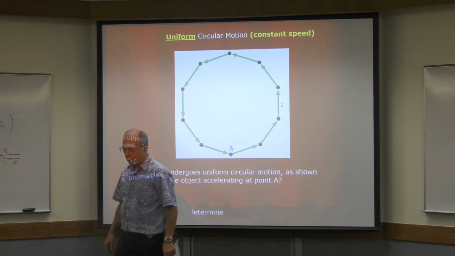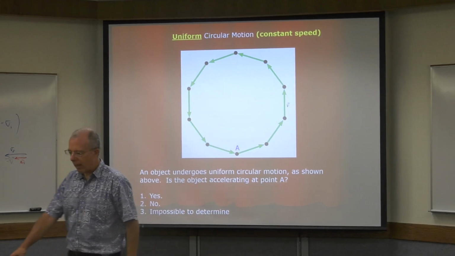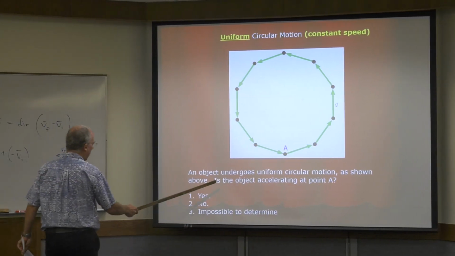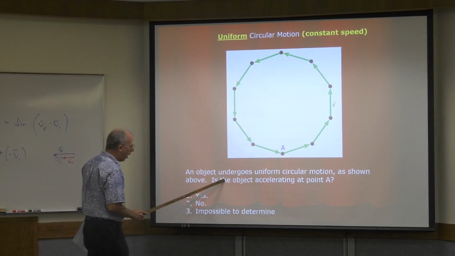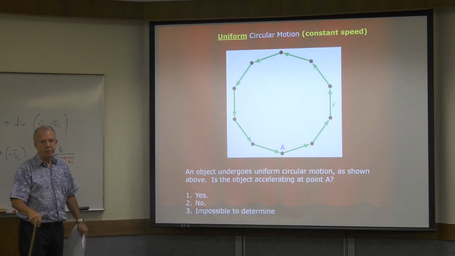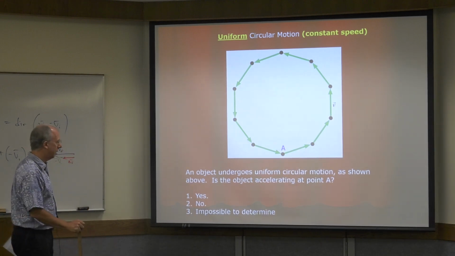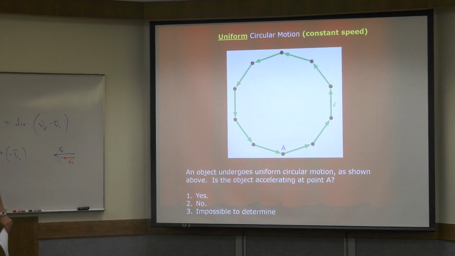So I'm going in a circle, but my speed is constant. All right. Now, an object undergoes uniform circular motion as shown. Is the object accelerating at point A? Pause your video and answer it.